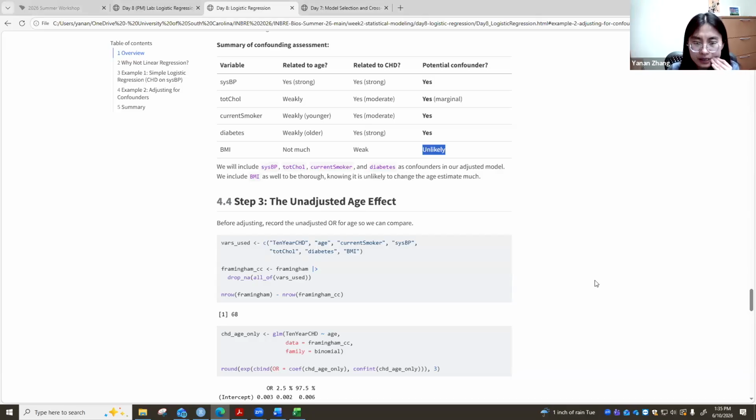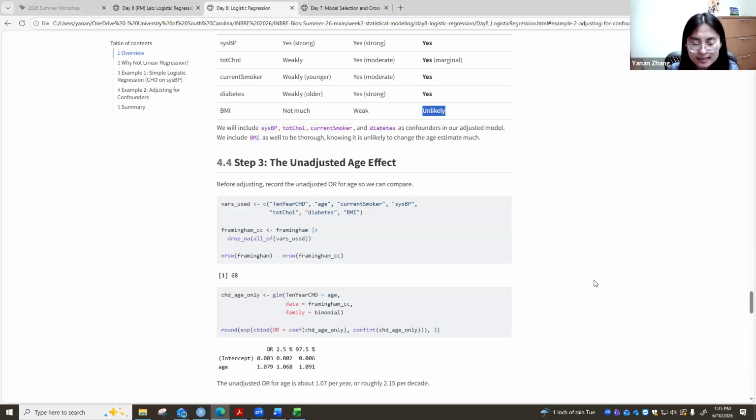All right. So what we're going to do next is fit two models. The first model is called the unadjusted model, or people call it the crude model. That is the model with only the main predictor, which is age. We did not consider the potential confounders, only the outcome and age.